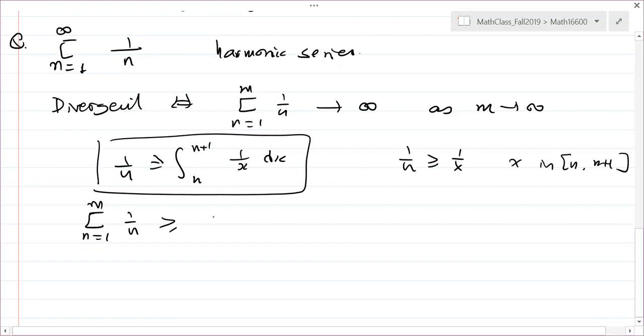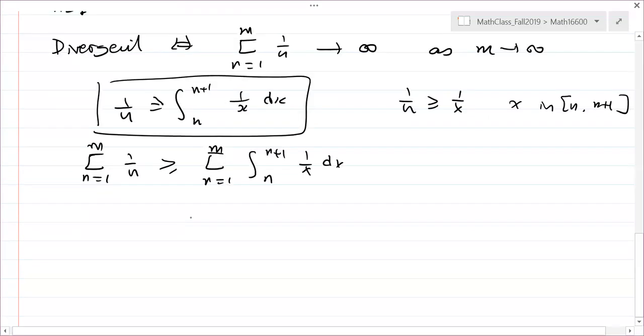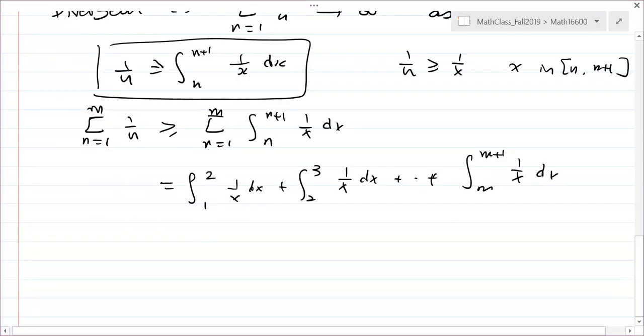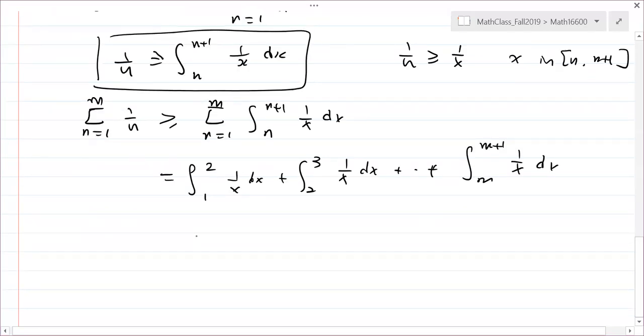So it's going to be, okay, now if you write down the detail, what do you get? You get the integral from 1 to 2 of 1 over x dx, and from 2 to 3 of 1 over x dx, right? All the way to from m to m plus 1 of 1 over x dx. Then because it's integral, you can put them all together, right? So it's actually just simply from 1 to m plus 1, right?